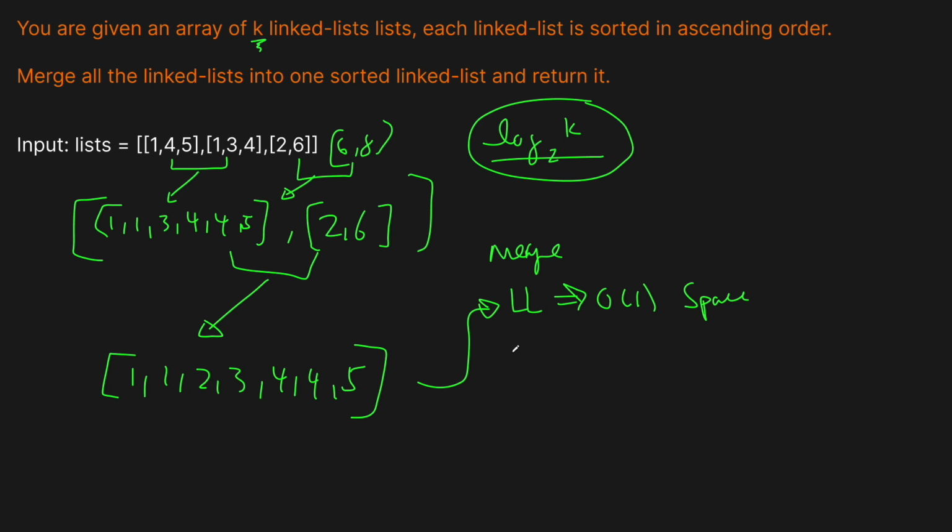And remember that merging 2 linked lists is going to take big O of n time, right? So that means that our final time complexity would be big O of n log k.